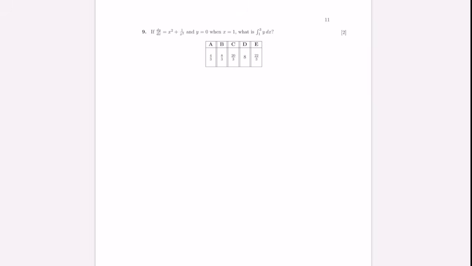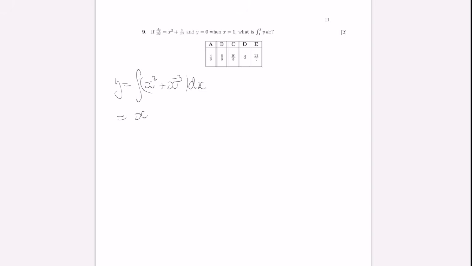The next one, if dy by dx is equal to x squared plus 1 over x cubed and y is equal to 0 at x equal to 1, what is the following integral? Okay, with this one here, I don't think there's too many tricks. We just have to, well, calculate it out. Y is going to be equal to the integral of x squared plus 1 over x cubed. Let's write this as x to the power of minus 3 dx. Doing the integrations, what are we going to get?